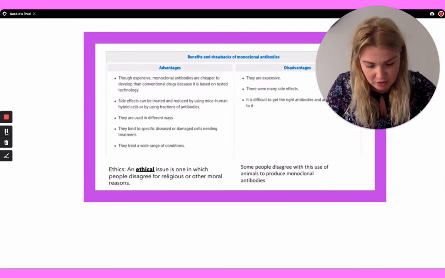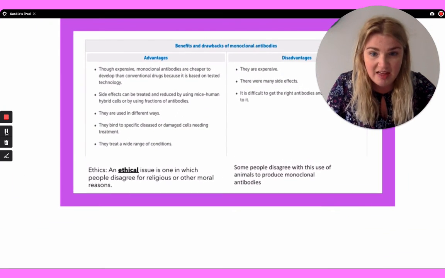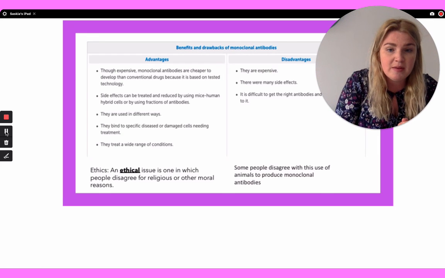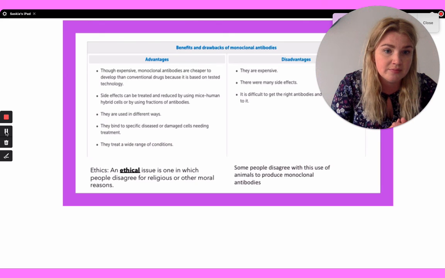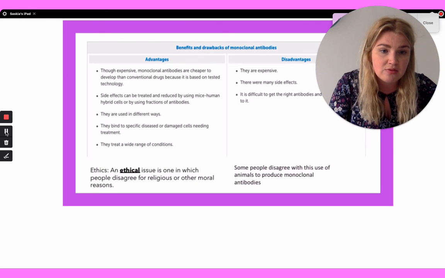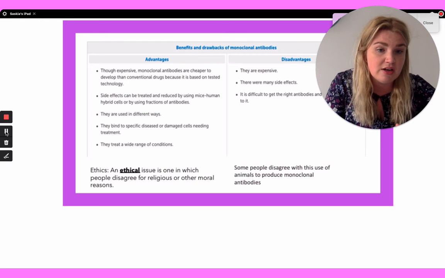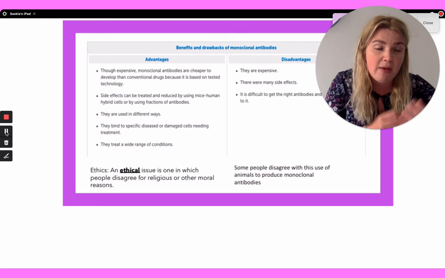Okay, and I put down at the bottom an ethical issue. Ethics: an ethical issue is one that people disagree with for either a religious or another moral reason. Some people disagree with the use of animals to produce antibodies. So that is an ethical issue.